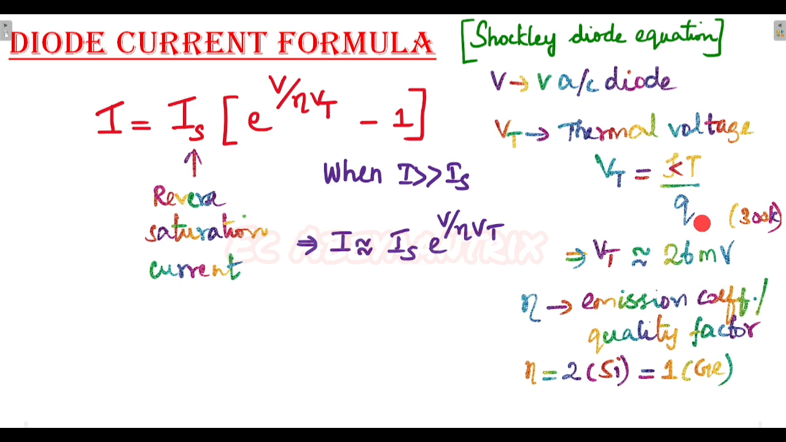VT equal to KT by q. k ங்கிறது போல்ட்ஸ்மேன் கான்ஸ்டன்ட். லாஸ்ட் வீடியோல அதுக்கான வேல்யூ சொன்னேன். வேல்யூ ஞாபகம் இருக்குன்னா கமெண்ட்ல சொல்லுங்க. அடுத்து T ங்கிறது ரூம் டெம்பரேச்சர் ஆக்சுவலி. ஸோ கெல்வின்ல சொல்ல போனா 300 கெல்வின். q ங்கும் போது சார்ஜ் ஆஃப் தி எலக்ட்ரான் 1.602 into 10 power minus 19 coulomb. இது எல்லாத்தையும் சப்ஸ்டிட்யூட் பண்ணும்போது you'll get this value in approximate 26 millivolt. Okay, so this is the VT, thermal voltage. Keep this value in mind. VT is nothing but 26 millivolt.